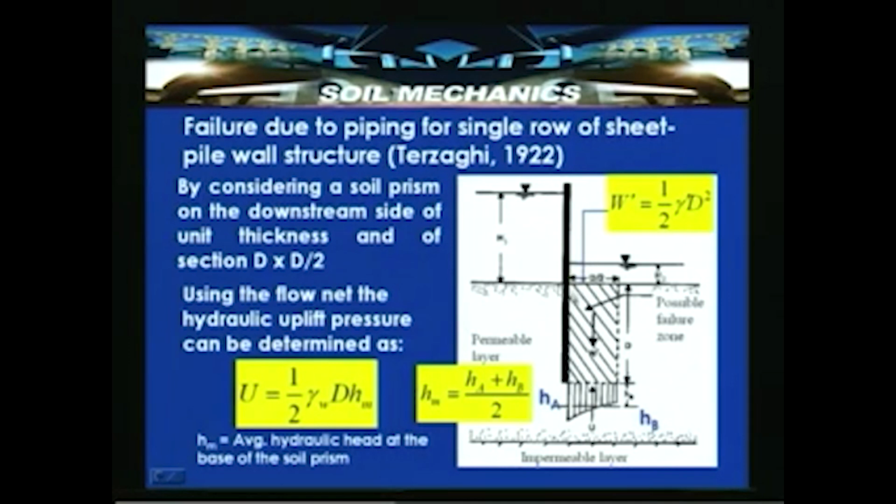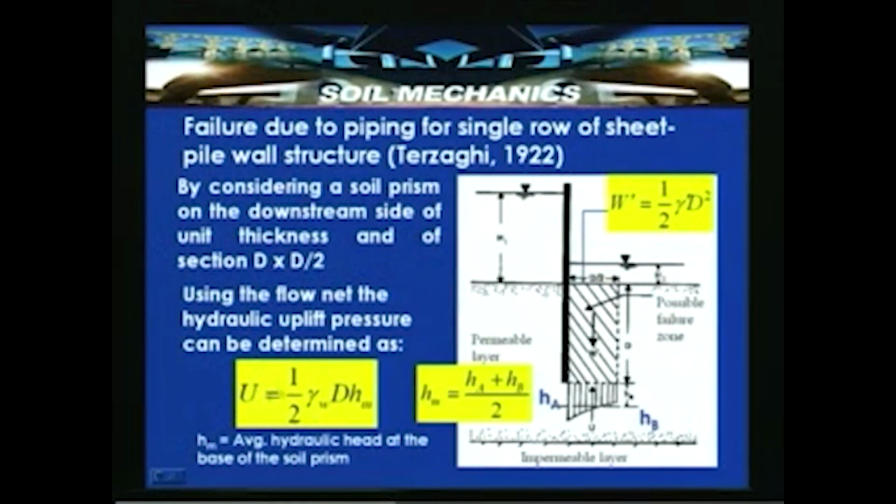First let us look into this portion W dash, which is equal to half gamma dash D square. W dash is equal to half gamma dash D square, that is nothing but the self weight of the soil prism which is being subjected to an uplift. Here gamma dash is the submerged unit weight of soil, and D is the embedded depth of the sheet pile wall. The hydrostatic uplift pressure can be estimated by using U is equal to half gamma W D Hm.